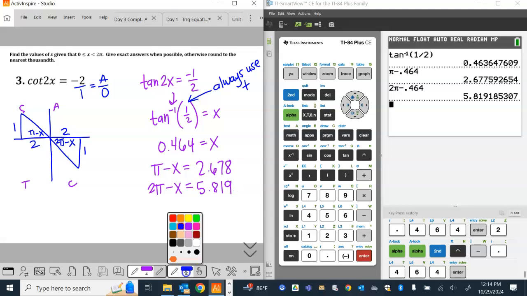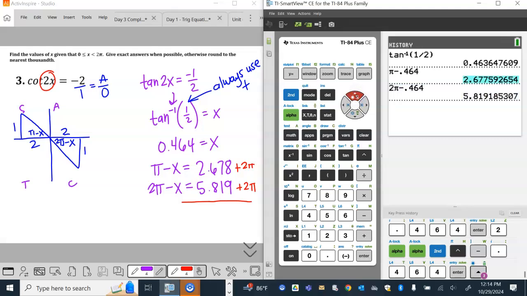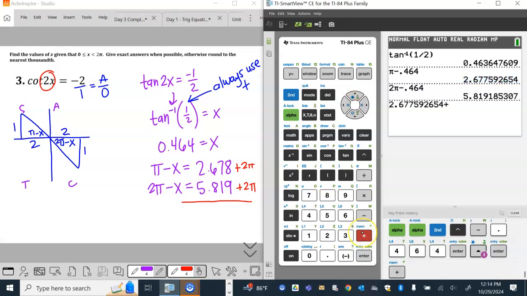But remember, I'm looking at this and I'm thinking, oh yeah, I have 2 rotations here. So to each of these, I'm going to add 2 pi. Let's see what we get when we add 2 pi. I could do this in the calculator. Let's take this number and add 2 pi.